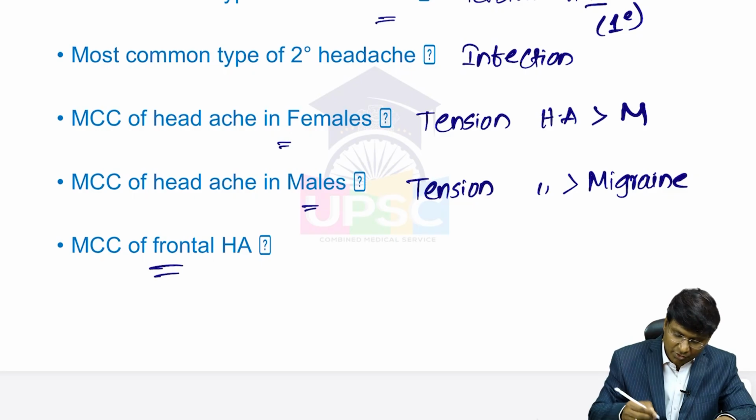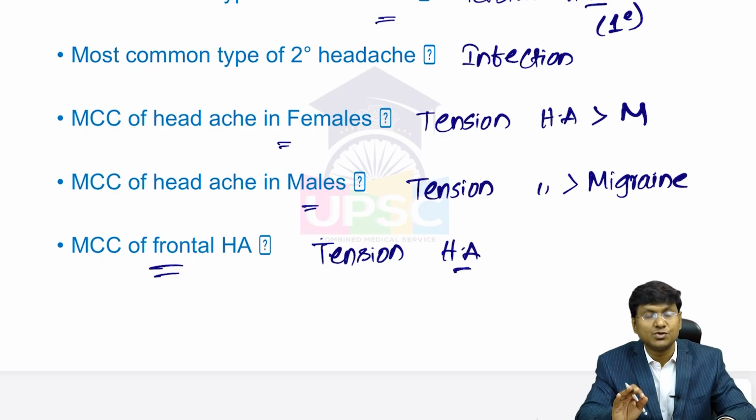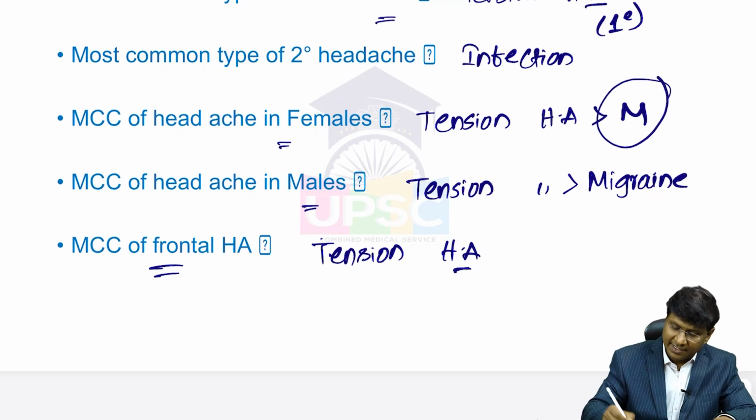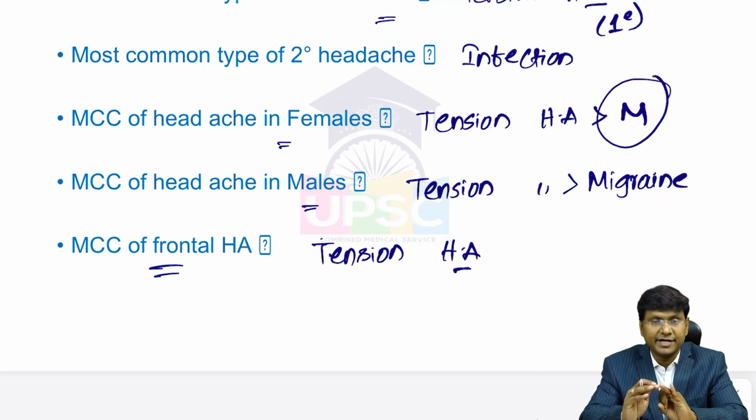And what is the most common cause for the frontal headache? It is again the tension headache, that is the most common cause of the frontal headache. Now let me discuss in detail about the migraine, tension headache and as well as the cluster headache.